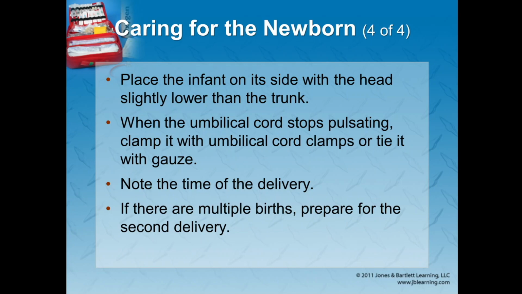We're going to want to place the infant on the side with the head slightly lower than the trunk. When the umbilical cord stops pulsating, we can clamp it with an umbilical cord clamp or tie it with gauze. We also want to note the time of delivery and keep in mind that if there are multiple births, we are going to do this all over again and prepare for a second delivery.